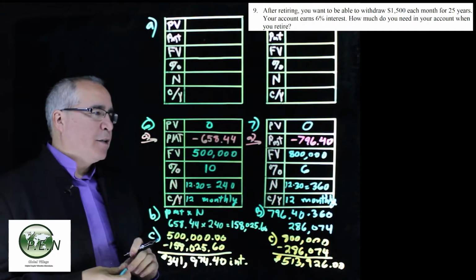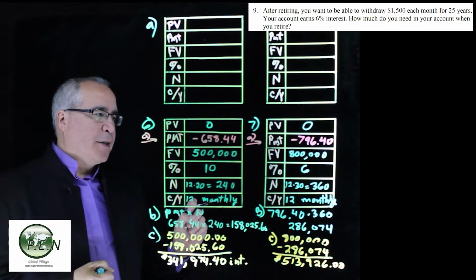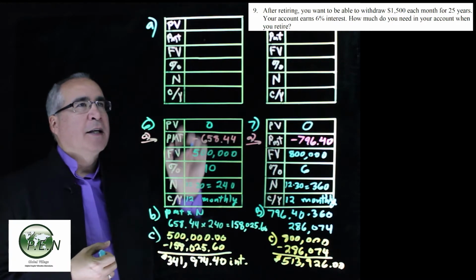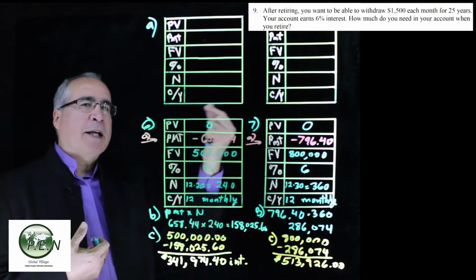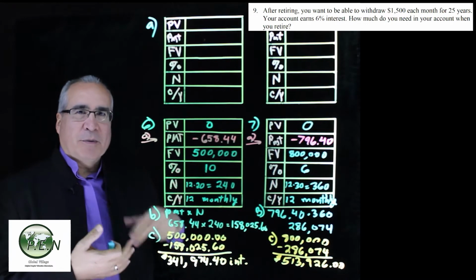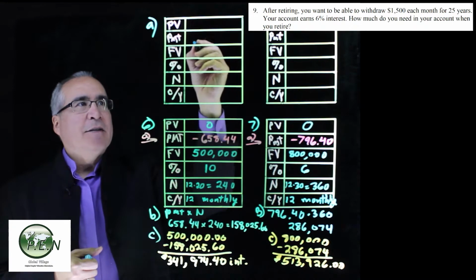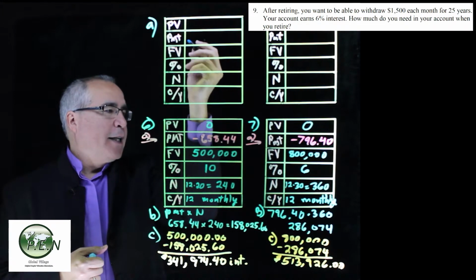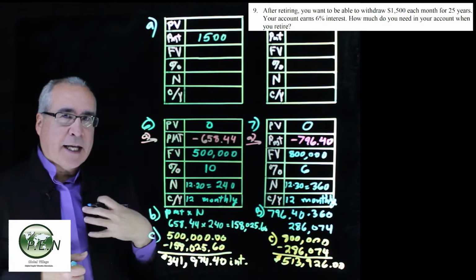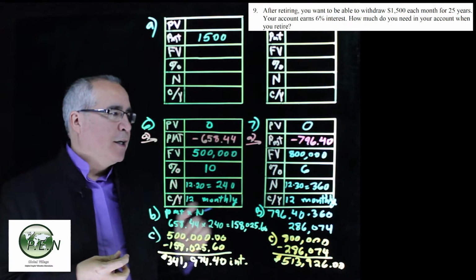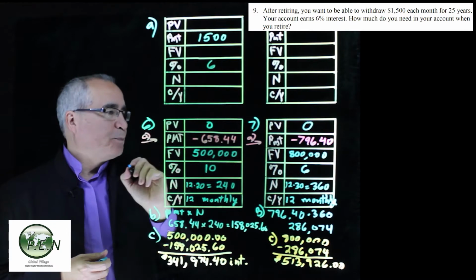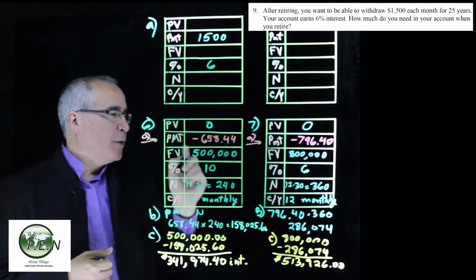It says after retiring, you want to be able to withdraw $1,500 each month. If we have something that's being done regularly each month, it's always called a payment. Even though that money will come back to us, because we're receiving it back, it gets listed in these calculators as a payment. Since it's coming to us, though, we'll leave that as a positive value. Cash flow says the money's going to come to us. For 25 years, with our account earning 6%, how much do you need in your account when you retire?